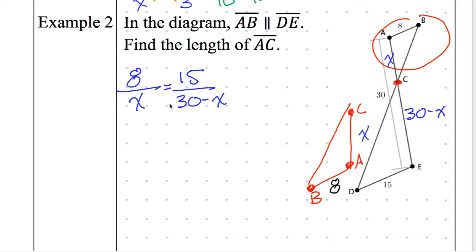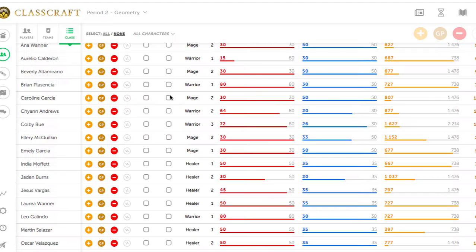If you have your card, what do I do? What's my first step once I set up my proportion? Yeah, Loria. Equals 8 times the quantity of 30 minus X, because you cross-multiplied that direction, cross-multiplied that direction. Yep, very good. Thank you, Loria. Turn in your card.